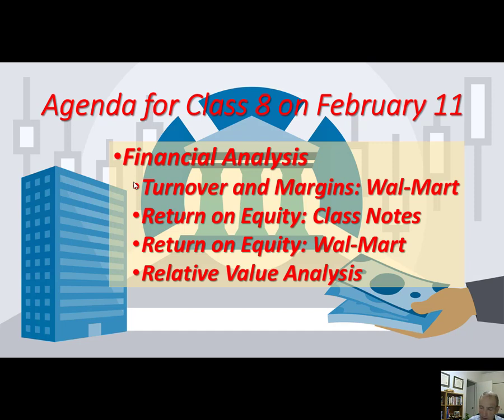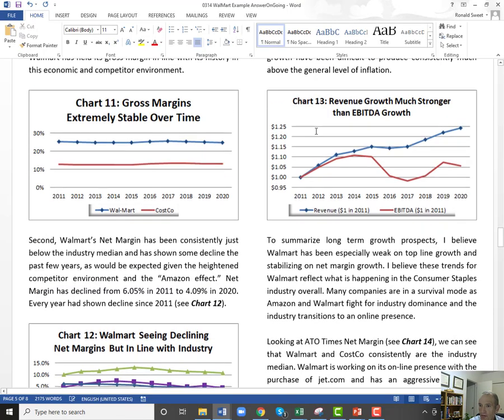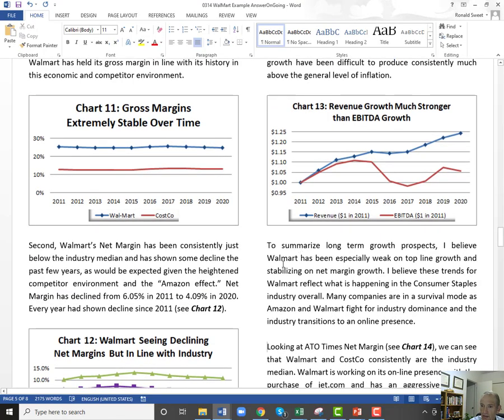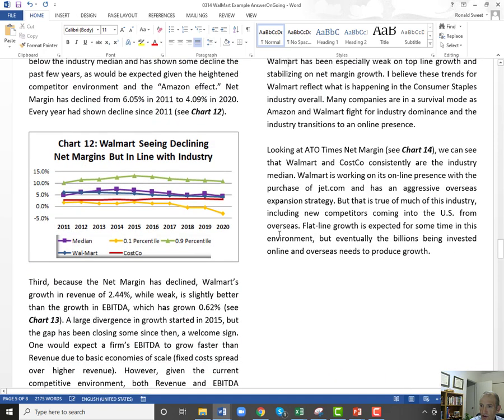And then hopefully we'll get pretty far into relative value analysis, which is the last thing you have for project one. So by that point, we've covered all the important components of a really good, thorough financial analysis. So with Walmart, we finished up talking about their margins. We looked at their turnover.